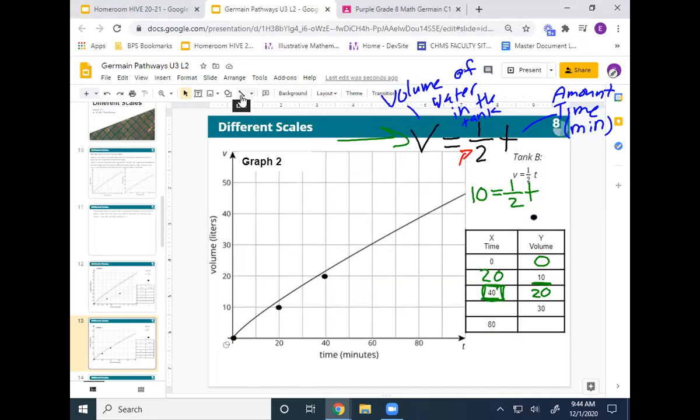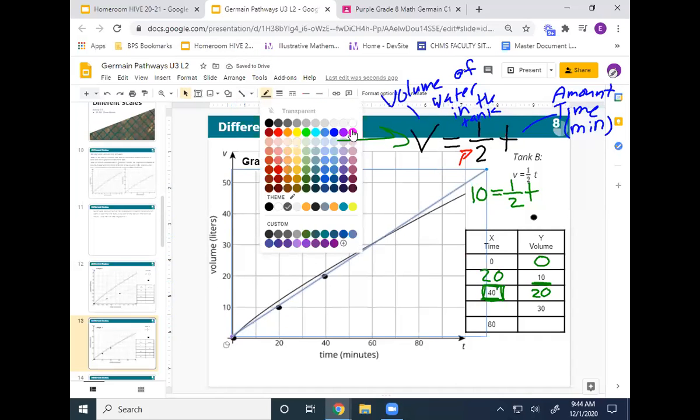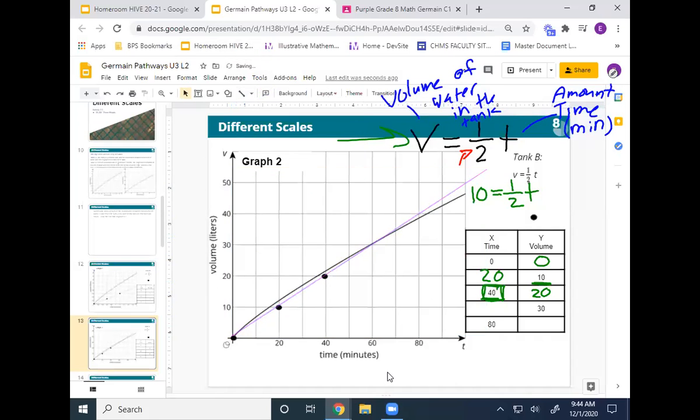I can grab this line segment again. Click that line tool up at the top. Click on that point at 0, 0. And draw your line that goes through each one of the points that we drew here. I'm going to make this a pink one just so that we can see a little bit better.